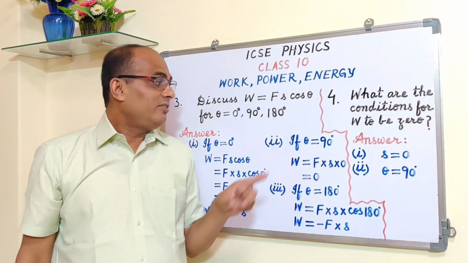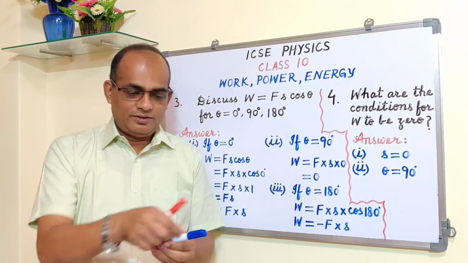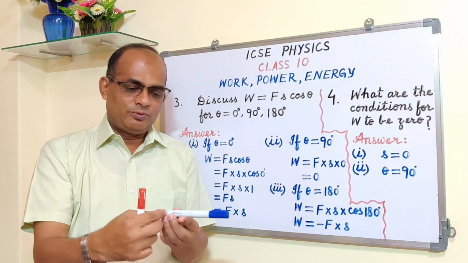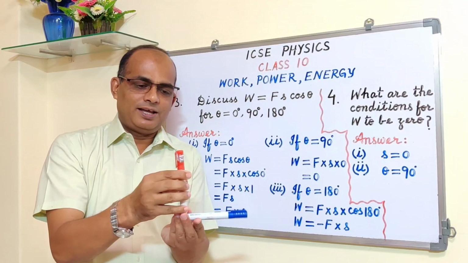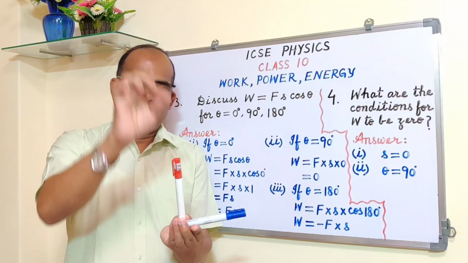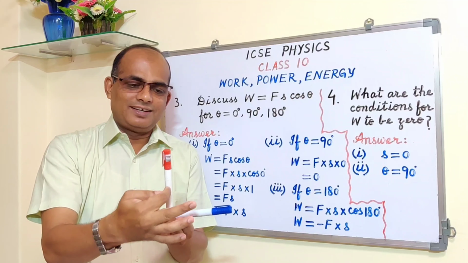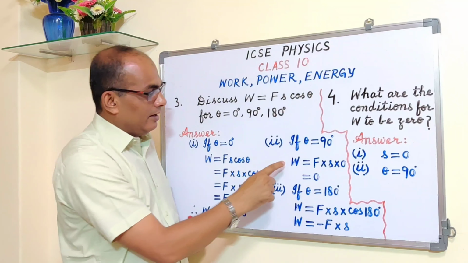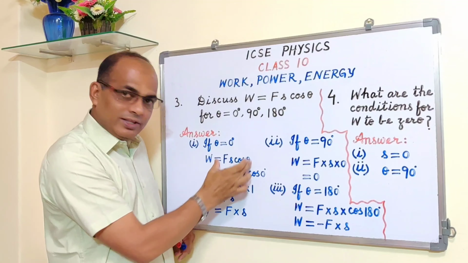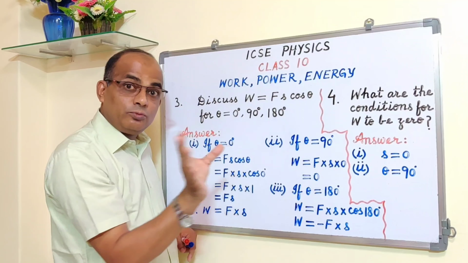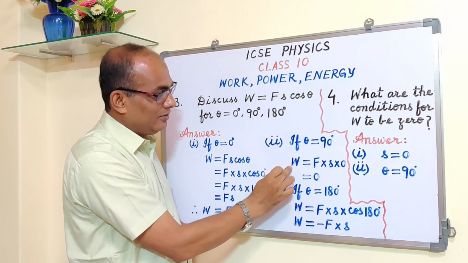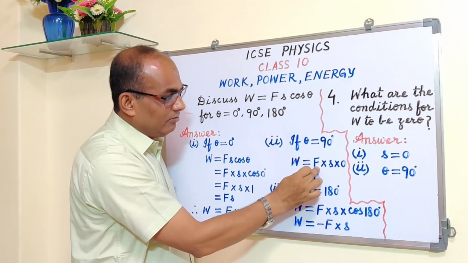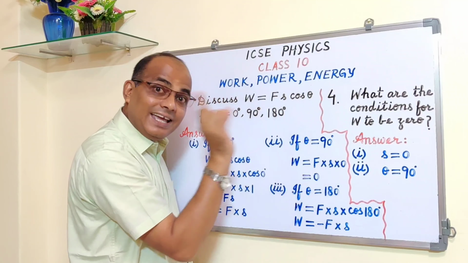Now the second case is when theta is 90 degrees. This is your displacement, the body is moving along this direction and the force is applied normally. Theta is 90 degrees. So what happens? Let's see. I'm not showing all these steps here, you please do it. First write down W is equal to Fs cos theta, and then write down W is equal to F into S into cos 90.